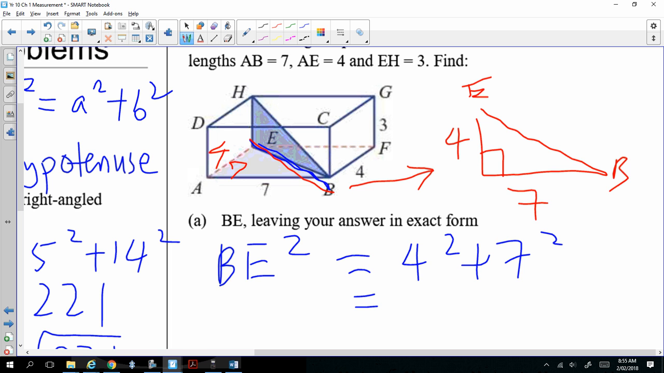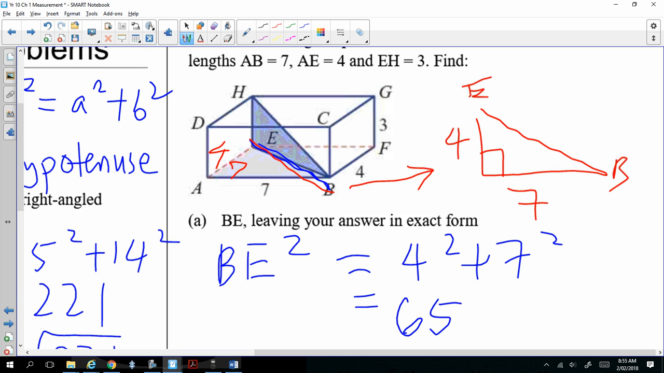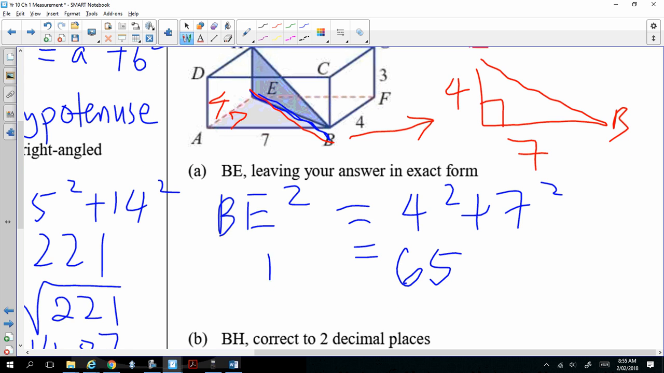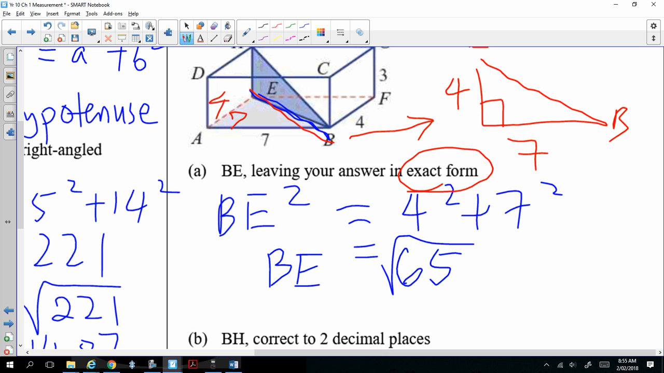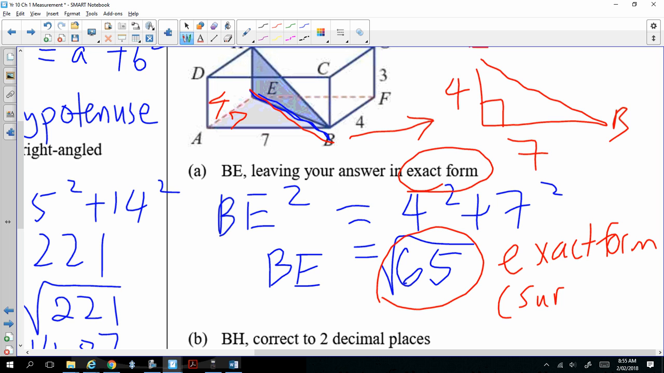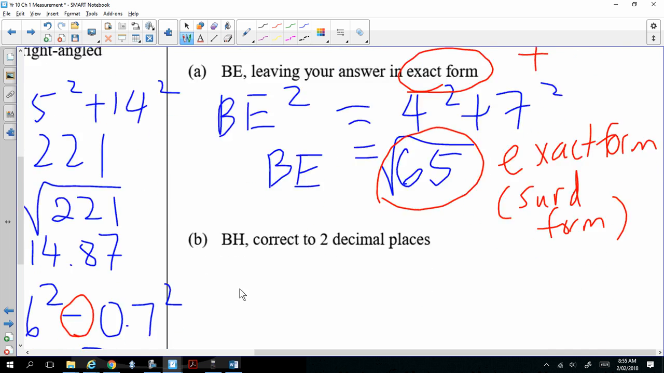Using your calculator, you write 4 squared plus 7 squared equals 65. So write 65. And then you have to square root it. Because the question says exact form, you write it in that square root form. Okay, that's called exact form, or you can call that the surd form. Once you've got that in the exact form, we can now work out BH.